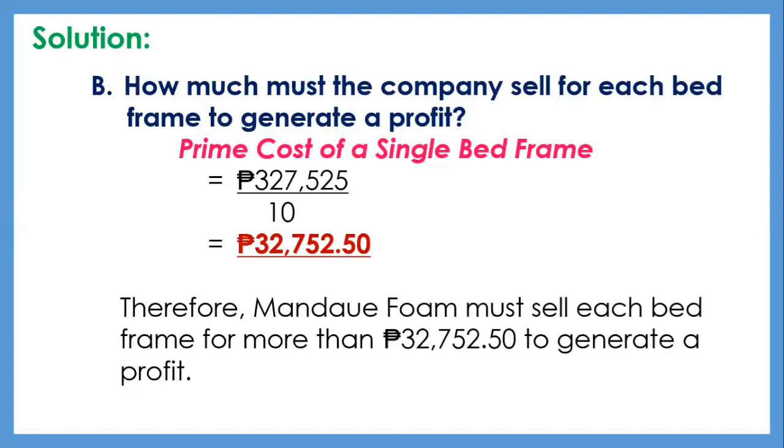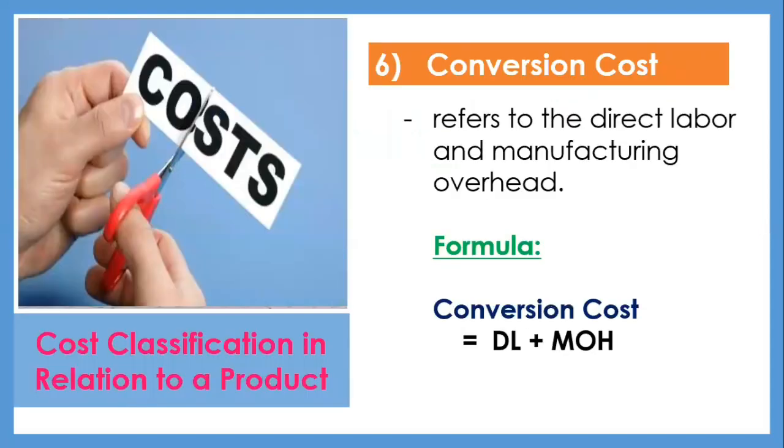Okay, so this is all about prime cost. Next, we have conversion cost. What do we mean by conversion cost? If we say conversion cost, this cost refers to the direct labor and manufacturing overhead. And therefore, the formula in getting conversion cost would be the sum of direct labor and manufacturing overhead.